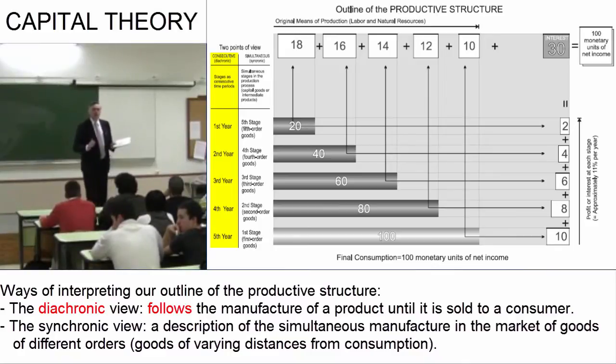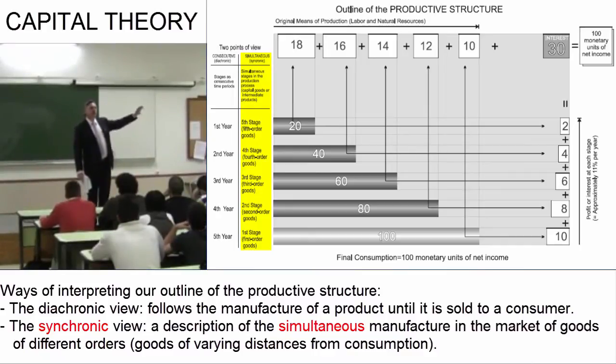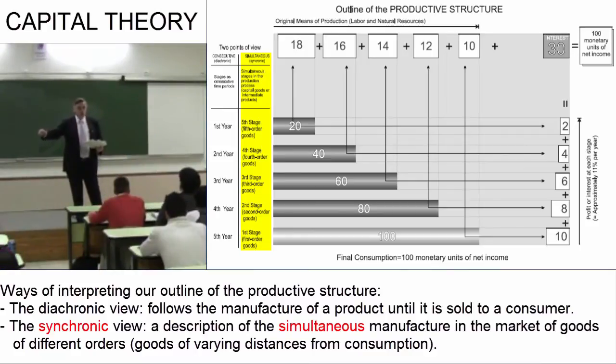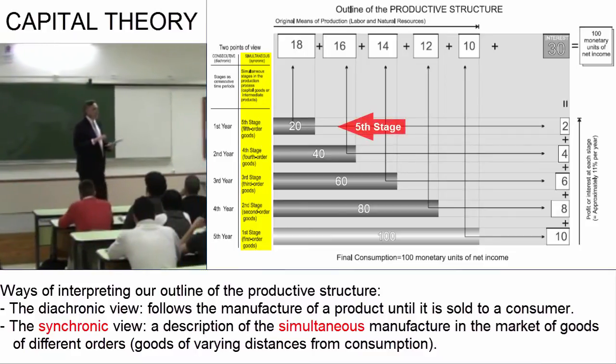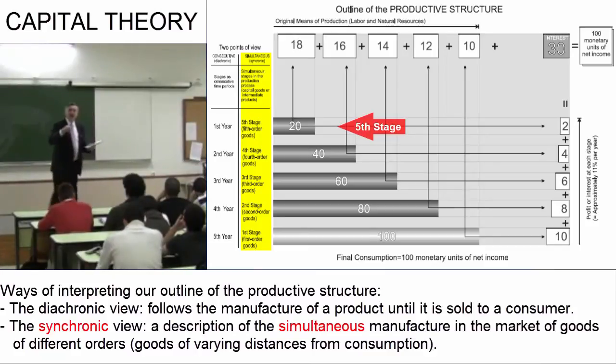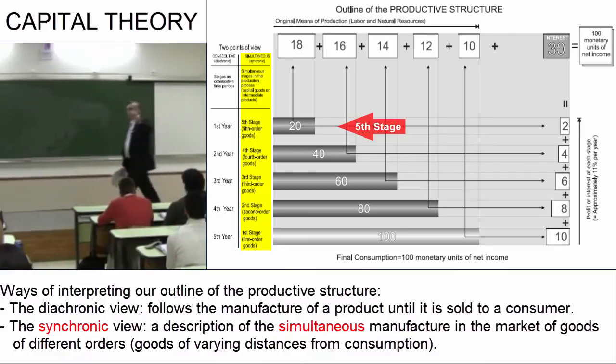However, we can also interpret the productive structure from a synchronic point of view. In contrast to diachrony, synchrony refers to a sort of snapshot. If at this moment we take a photo of the productive structure, we find that right now there are companies devoted to the extraction of iron ore. We do not know how this iron ore will ultimately be used. It may be turned into vehicles, or ships, or metal structures within 3, 4, or 5 years. We do not know, but today there are companies devoted to that stage, and from the synchronic viewpoint we call it the 5th stage. Why?